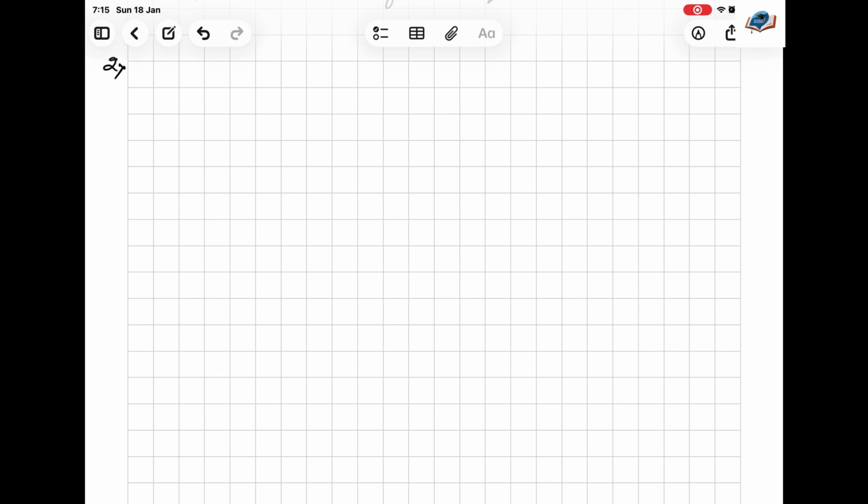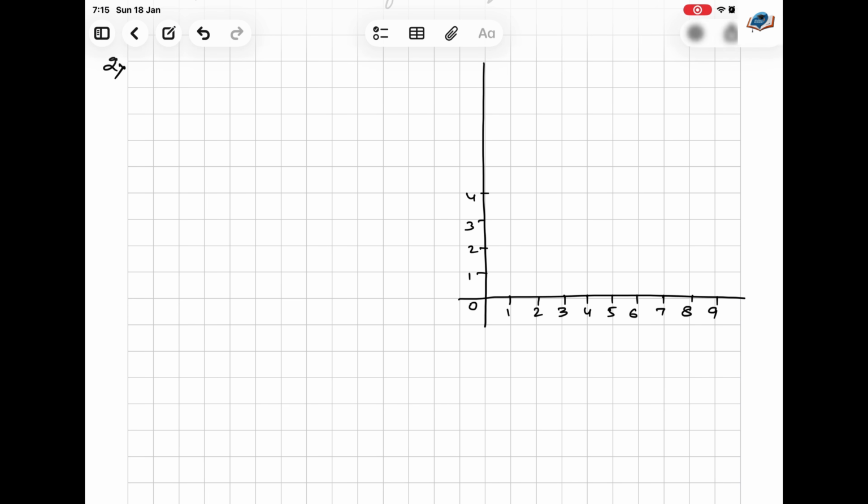Now in the second question, he has given me a graph. So let me first make a graph and then write the question. So something like this is given to me. Now this is 0, here 1, 2, 3, 4, 5, 6, 7, 8 and 9. And on this side 1, 2, 3, 4, 5, 6, 7. I need this much only.